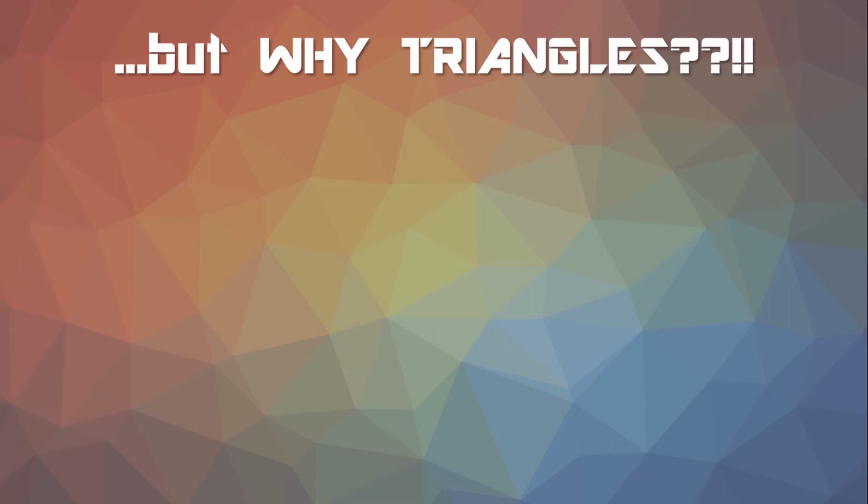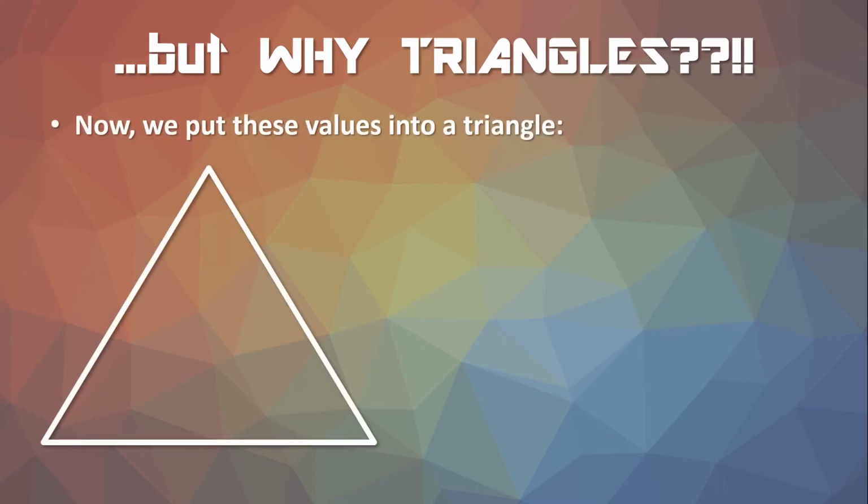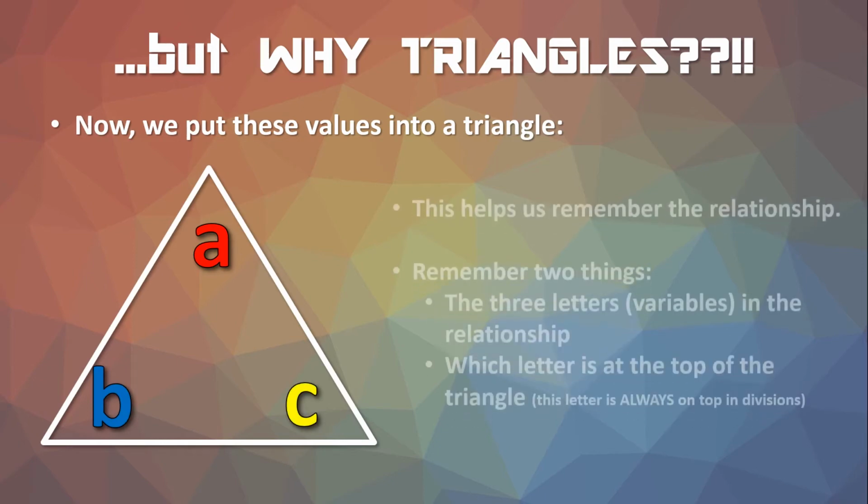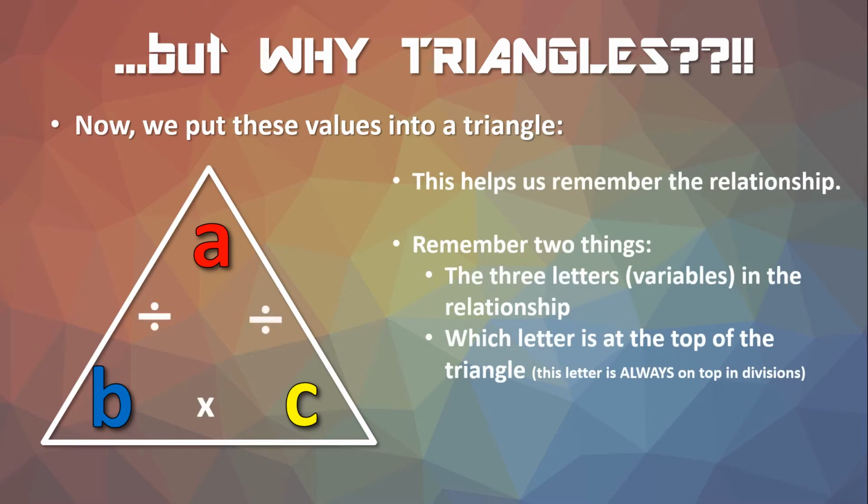Now that we have these equations, we can put the values into a triangle. Here we can see A at the top is B multiplied by C at the bottom, and B on the left is A divided by C on the right. This helps you to remember the relationship. The letter at the top is calculated by multiplying and the bottom by dividing. You just need to remember what the letters mean and which letter is on top.